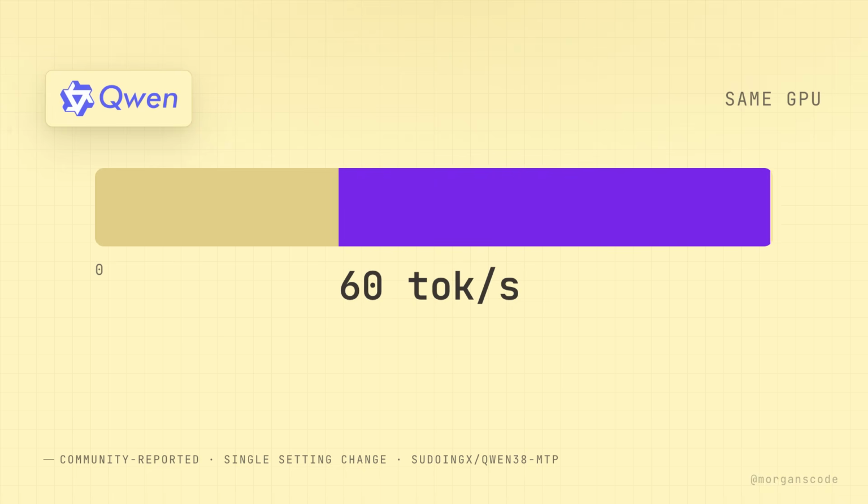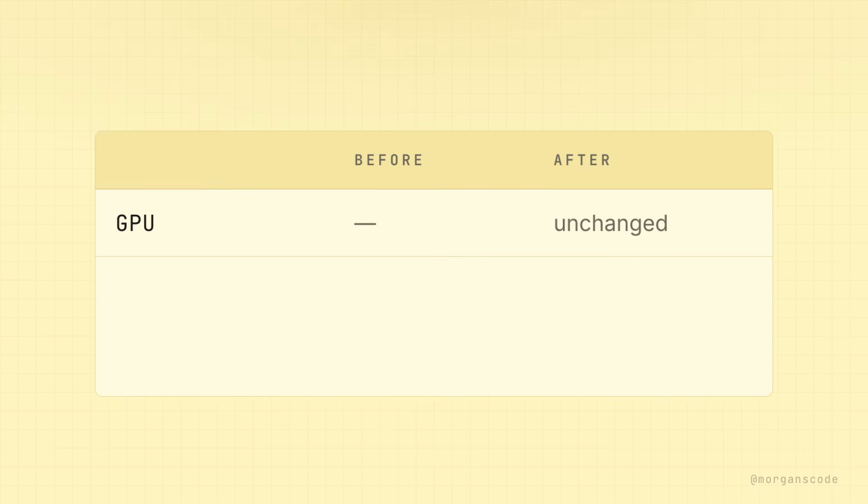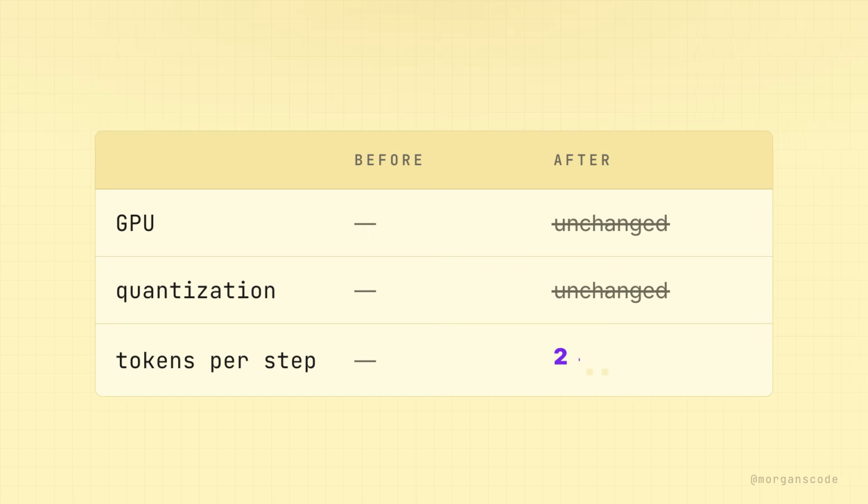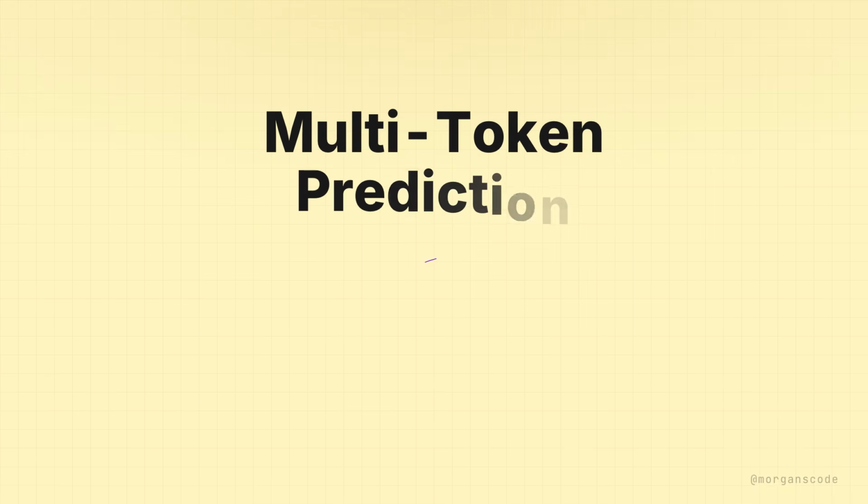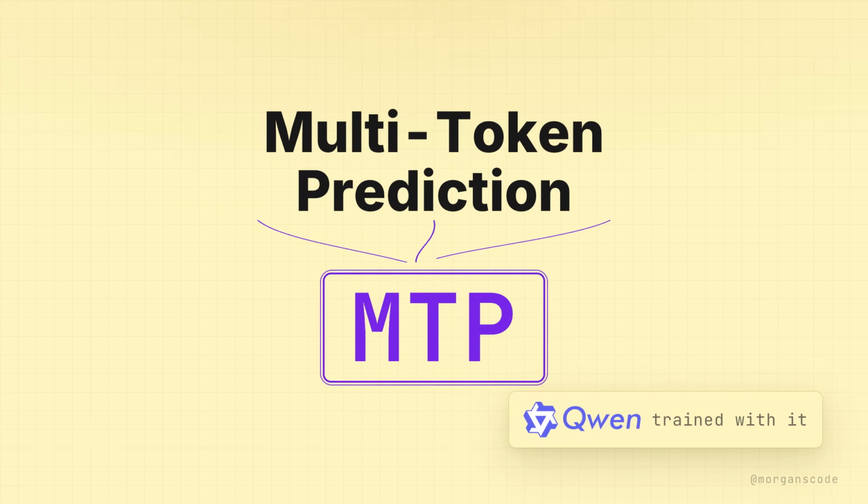The same Qwen model jumped from 60 to 167 tokens per second on the same graphics card, almost 3 times faster, with just one setting. The GPU did not change. The quantization did not change. Qwen simply started predicting more than one token at a time. The feature is called multi-token prediction, or MTP, and Qwen 3.8 27B was trained with it.